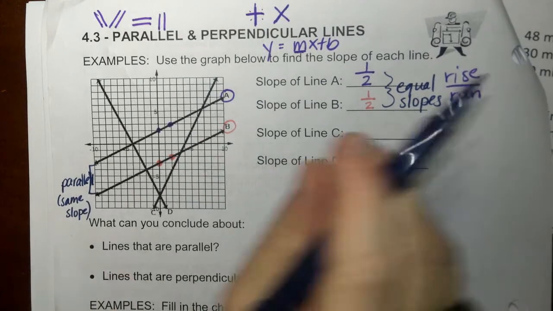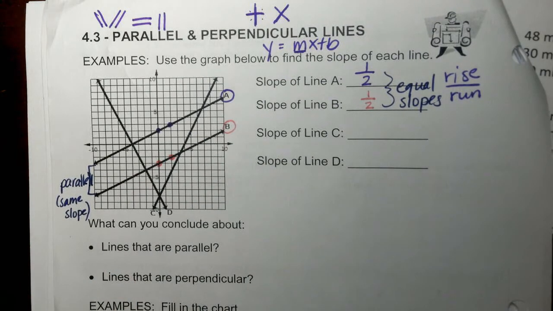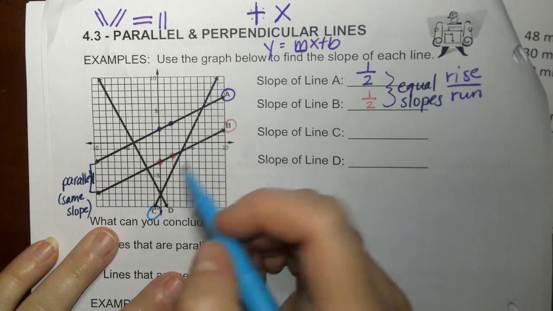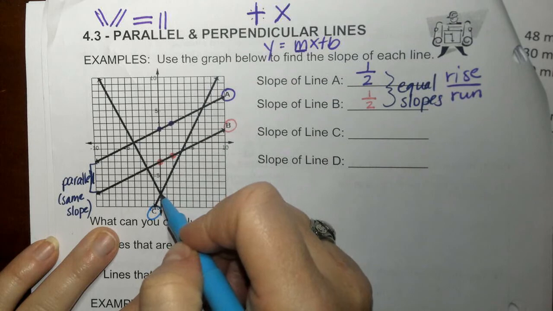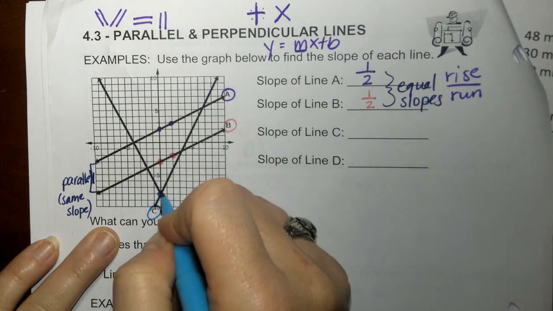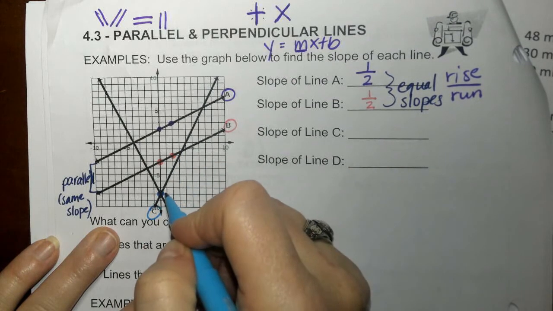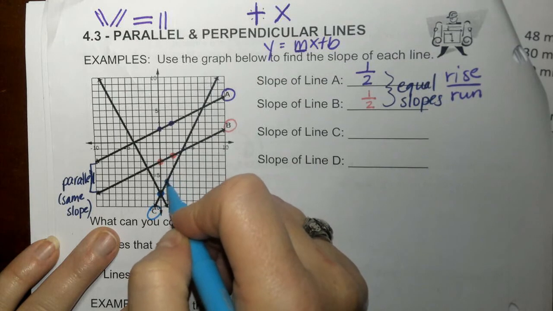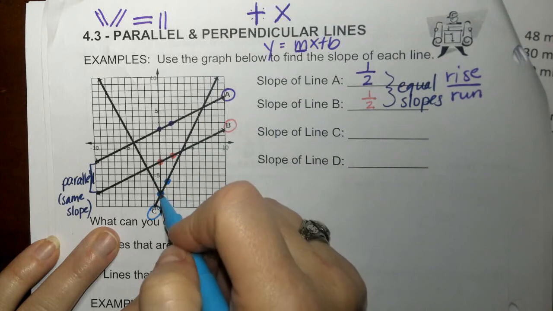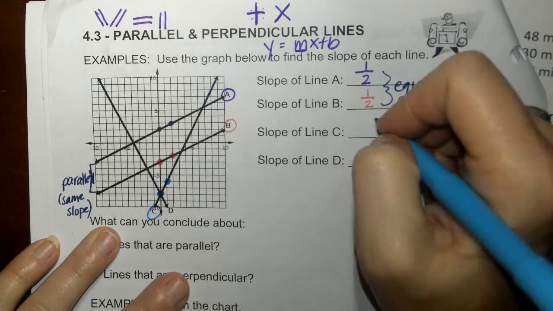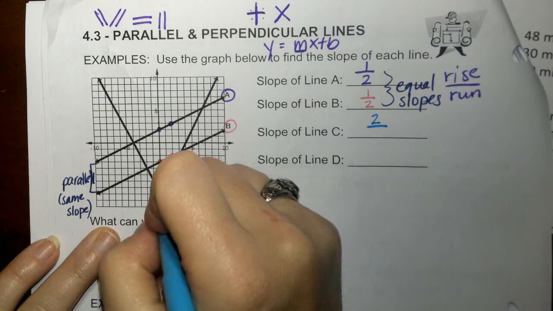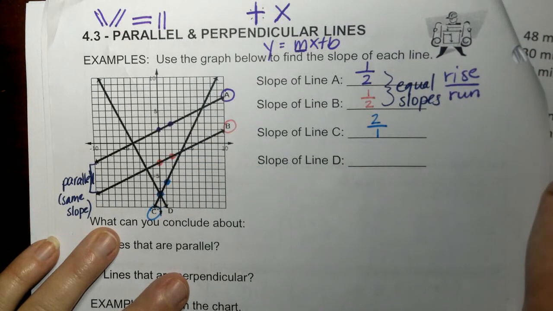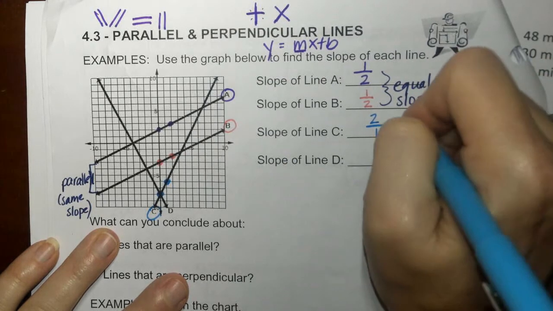All right. Let's look at line C. Line C is right here. It crosses the y-axis right here. And another good point would be right here. Alright, so it's going to rise 2. From this point to this point, it goes 1, 2, up, and then 1 to the right. 2 over 1. Which is the same as 2.